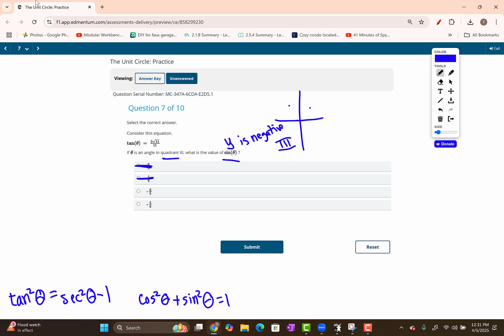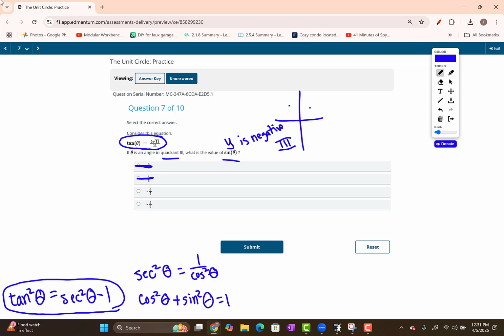So they give us this for tangent right here. So we need a Pythagorean identity that obviously uses tangent. Some people want to use tangent equals sine over cosine, which is true, but we can't use that because we don't know what sine or cosine, either one of those, are. But what we do know is secant squared of theta is the reciprocal of cosine squared theta. So finding secant squared theta gets us one step closer to finding sine.